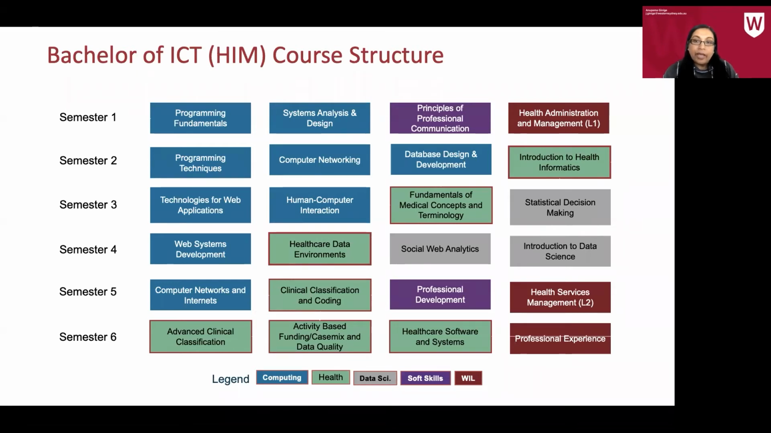Then also you have these 2 purple boxes that you can see, principles of professional communication and professional development. Now, these are 2 specially designed units to develop the soft skills. Soft skills are a very important qualification criteria that the employers look for, communication skills, the management skills, and so on and so forth. So these 2 units are particularly designed to improve those.